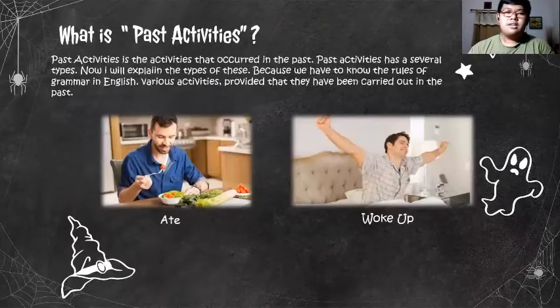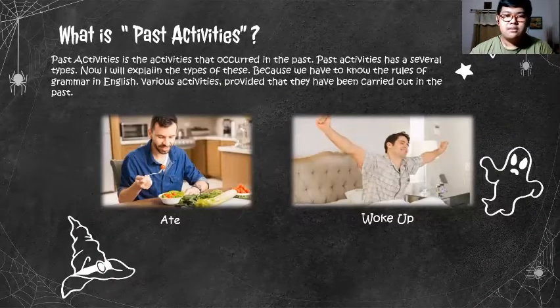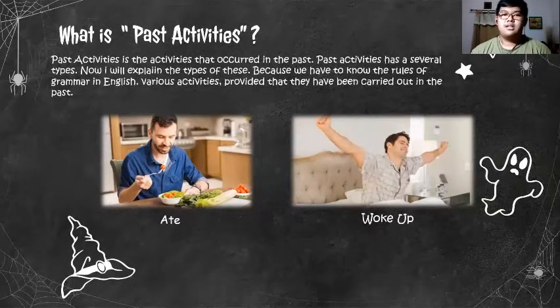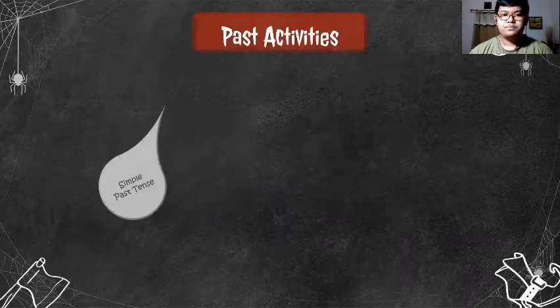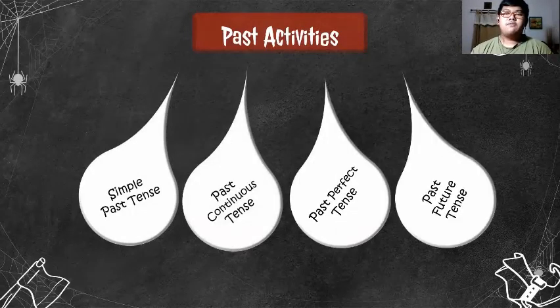What is past activities? Past activities is the activities that occurred in the past. Past activities has several types. Now, I will explain the types of this because we have to know the rules of grammar in English. Various activities provided that they have been carried out in the past, like ate and woke up. Past activities has four materials. The first is simple past tense, the second is past continuous tense, the third is past perfect tense, and the fourth is past future tense.